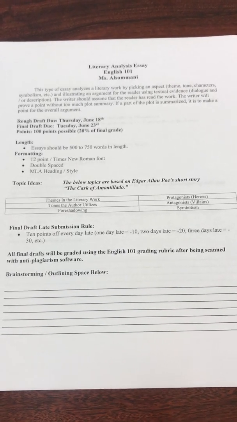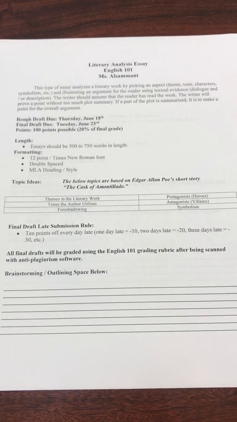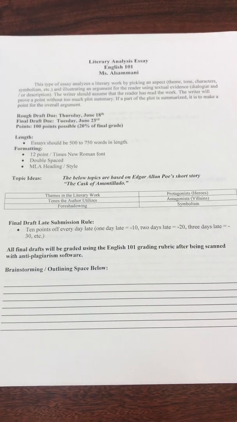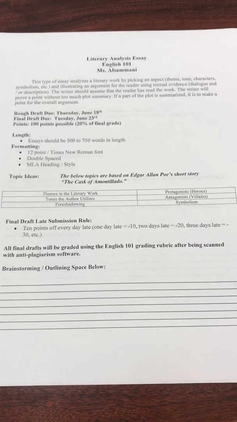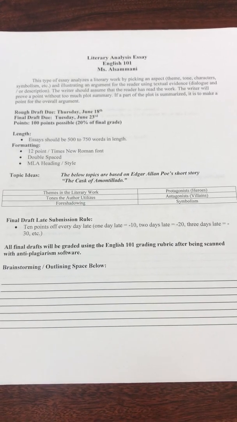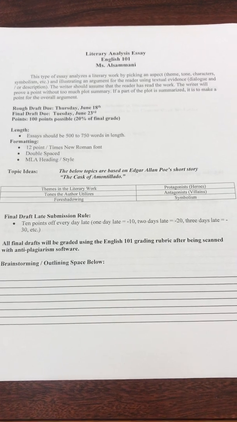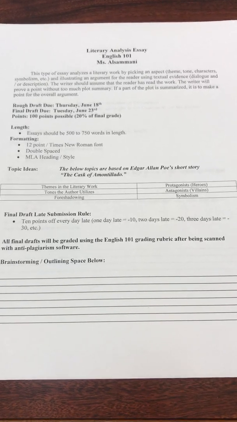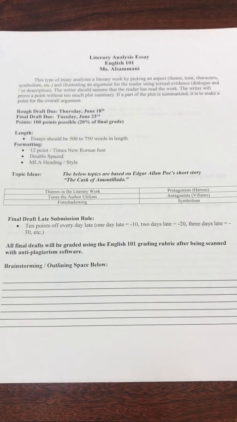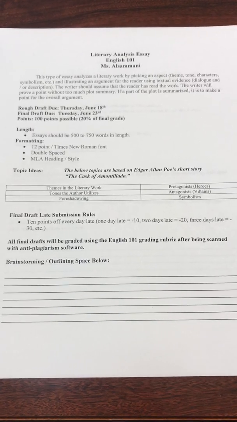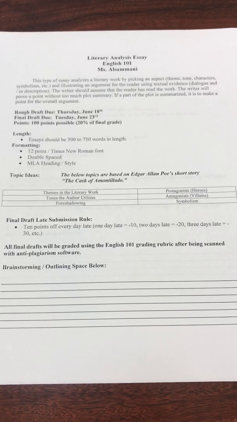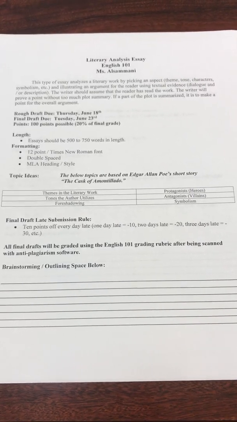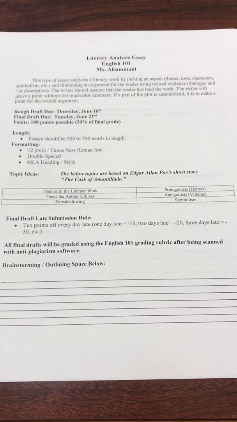So, this type of essay analyzes a literary work by picking an aspect, so that could be a theme, tone, characters, symbolism, and illustrating an argument for the reader using textual evidence. So that could be dialogue, so that's whenever the characters are talking to one another, or a description. So the description could be a description of the setting, description of characters, essentially it's when the author is describing something in the story. So you can use any of those types of things for evidence for your argument.